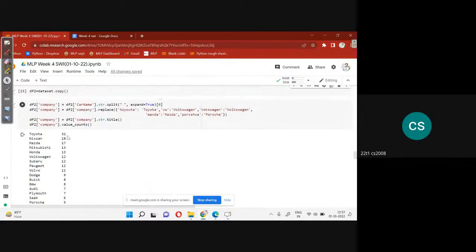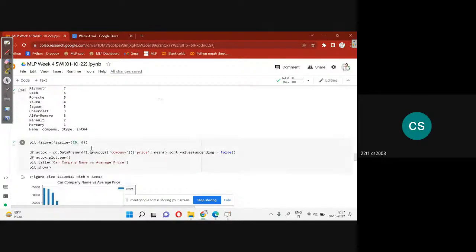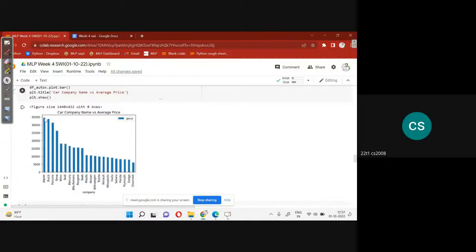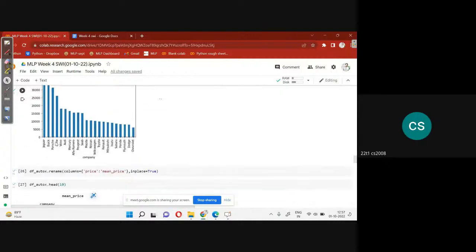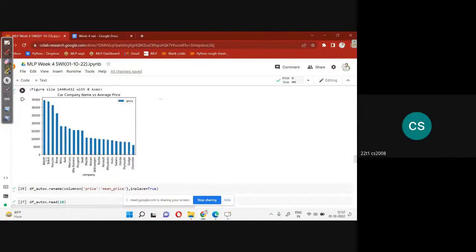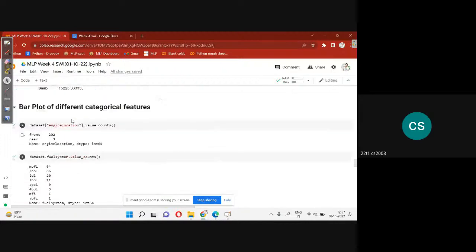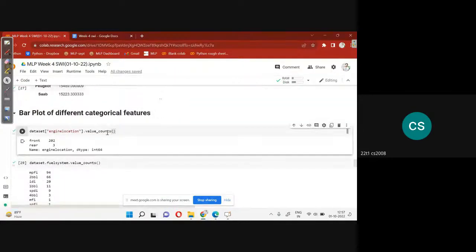After that we got to know how many Toyota cars there are, how many Nissan, all of this. When you print the mean price, we got to know that Jaguar has the highest mean price, around 34,600 precisely. After that you can iterate through each column, plotting a bar plot. You can see that most of the cars have a front engine. Only 3 cars have the engine located at the rear part of the car.